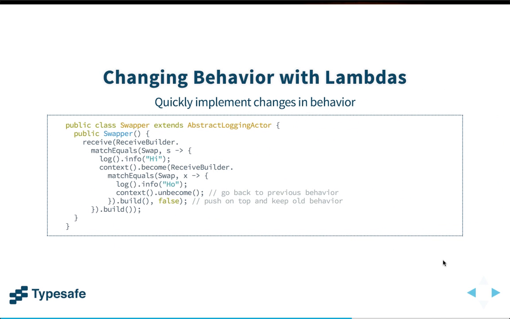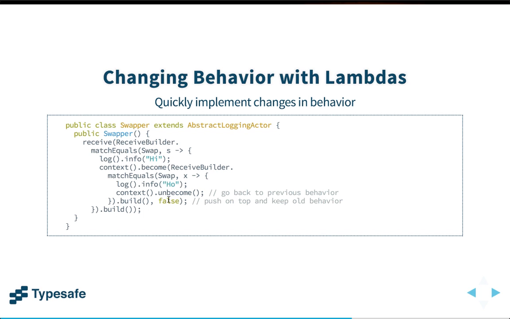Actors can also change behavior. That's a fundamental part of actors, that when you receive a message, you sort of decide that the coming messages will be handled in some different way. And this is basically what happens here. If we get a swap message into this actor, then we say hi, and then we go into another mode where we basically give the actor a new behavior.